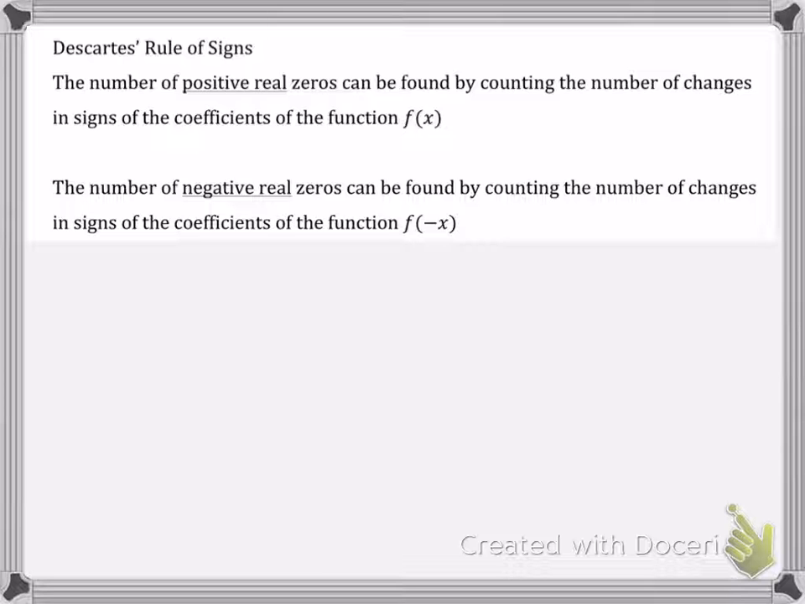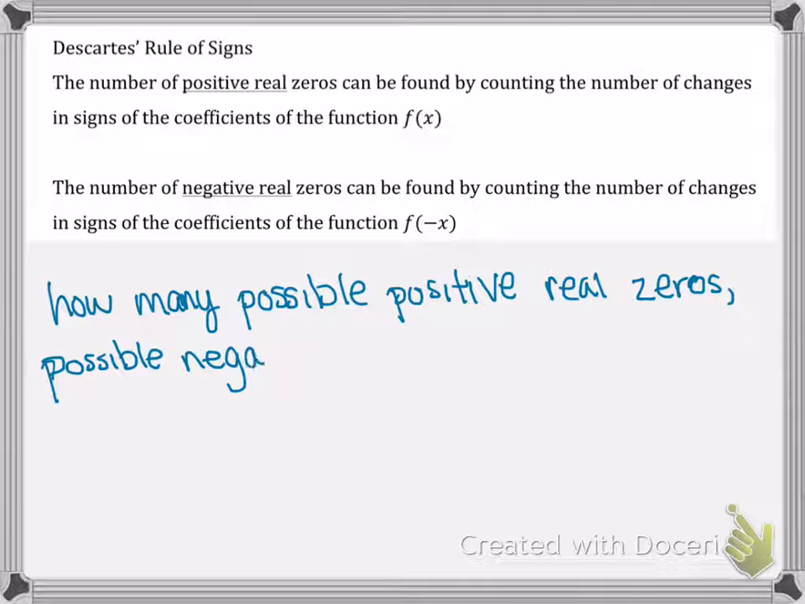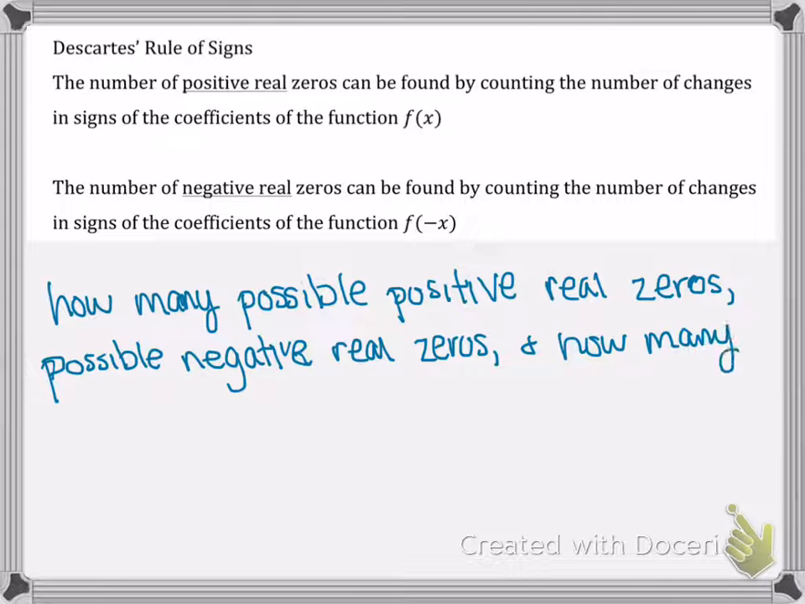Now, what Descartes' rule of signs tells me is how many possible positive real zeros I will have, how many possible negative real zeros, and how many imaginary zeros I will have.